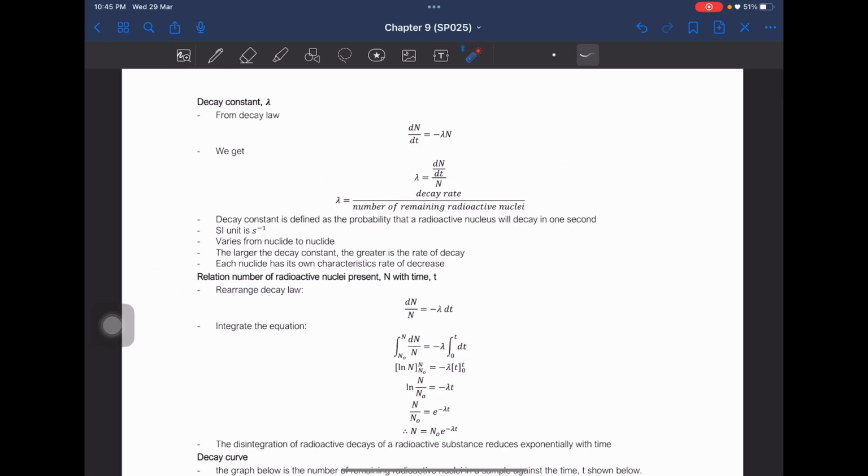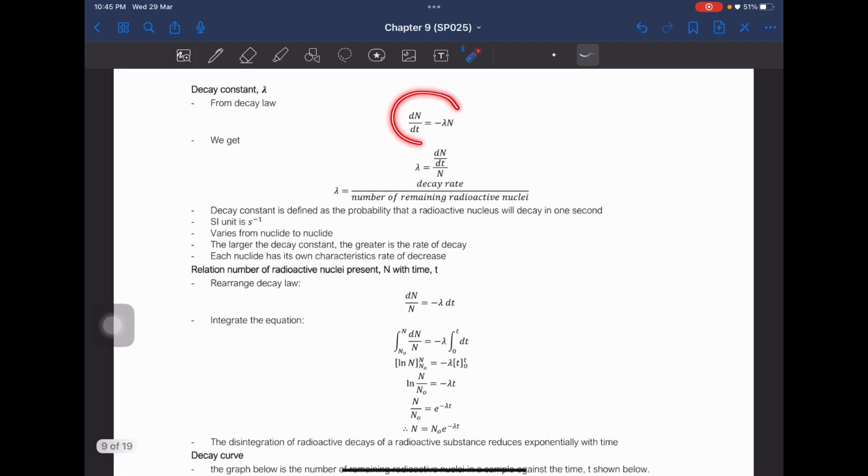Right, decay constant pula. So from decay law, this is the law, we get that the decay constant is equal to the decay rate over the number of remaining radioactive nuclei. So decay constant is defined as the probability that the radioactive nucleus will decay in 1 second. So the SI unit is per second lah. So sekarang ni per second, bukannya meter lah. Dia mesti dalam masa, okay? Okay, lepas tu dia vary from nuclide to nuclide, and then the larger the decay constant, the greater the rate of decay. So ini proportional lah kira dia, okay? So each nuclide has its own characteristic rate of decay.